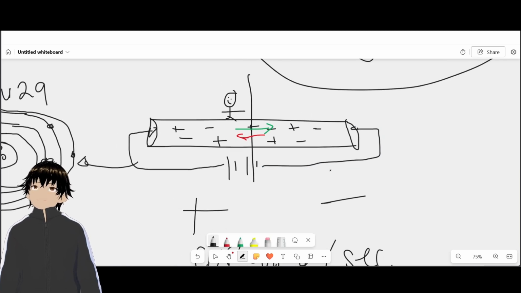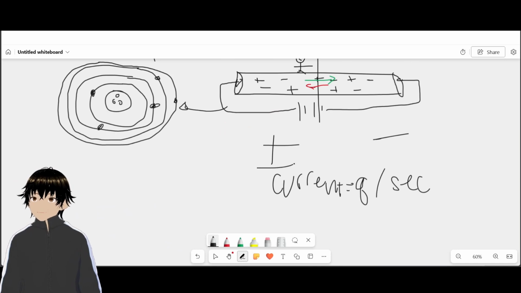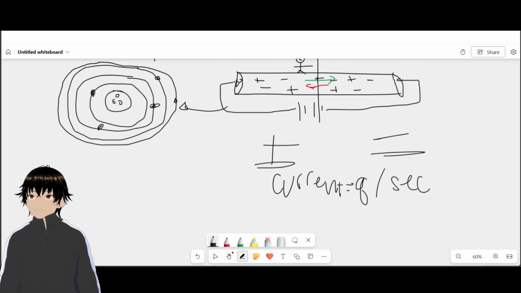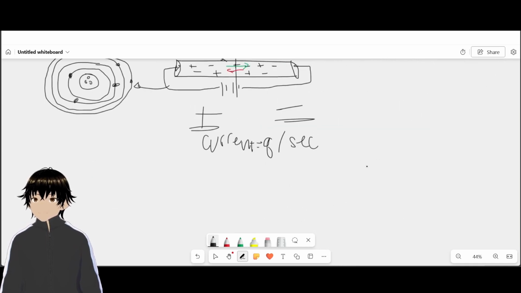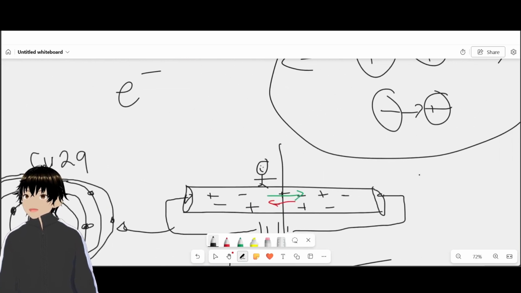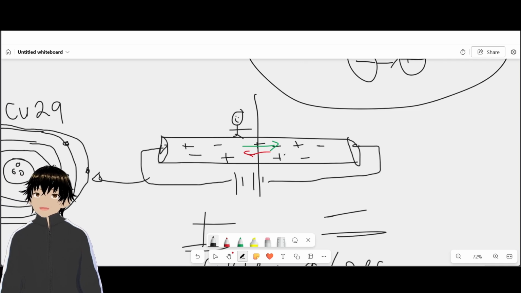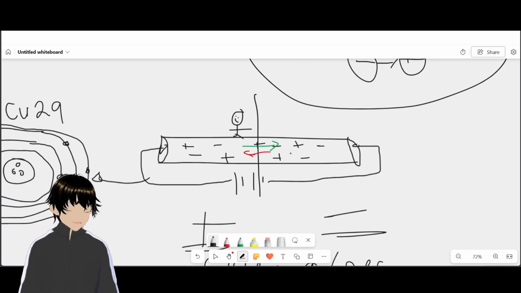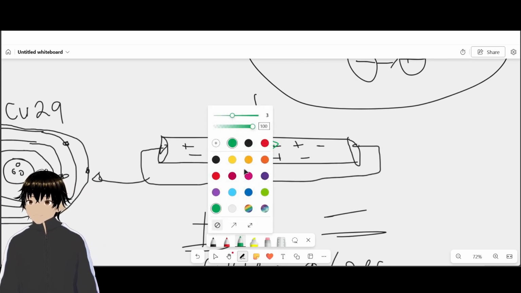So now that we've covered what a current is, now let's talk about voltages. A voltage is basically just this. There are voltages on the left and right side of the copper wire. Now let's distinguish the two types of basic currents. From my own understanding, there is a current.